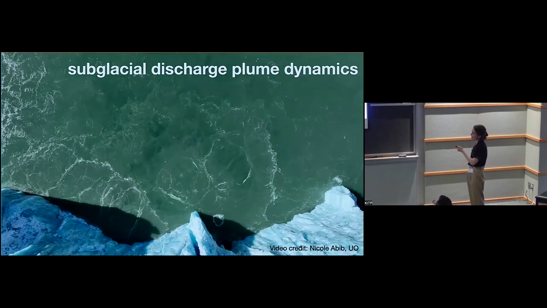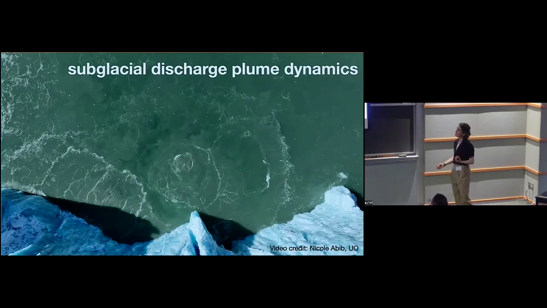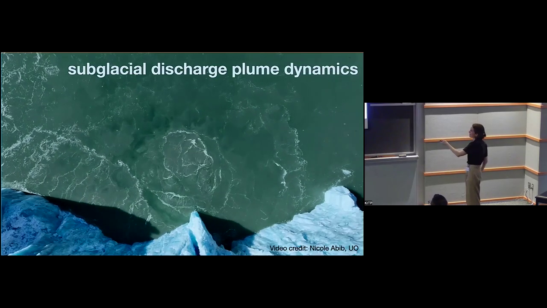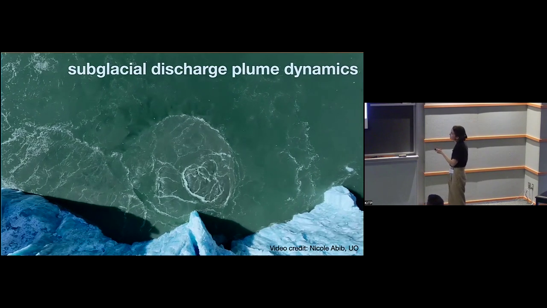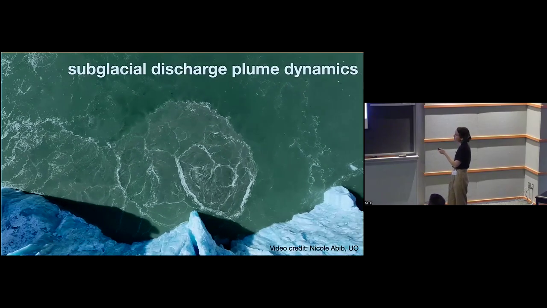Okay, so first, the discharge plume piece. This is drone imagery, looking down on the subglacial discharge plume, boiling up to the surface. It's obviously a very energetic part of the ocean, and it is very localized. You can also see it's very muddy occasionally, although there's a lot of time variability in how much sediment is in there.